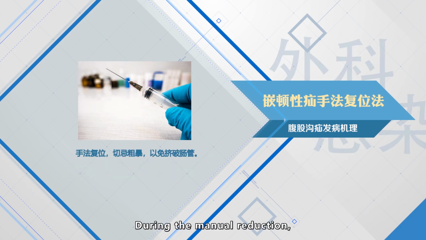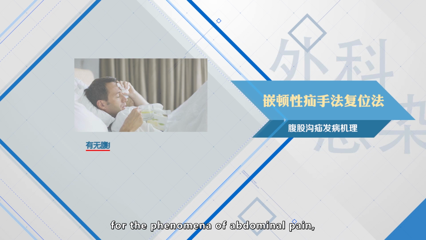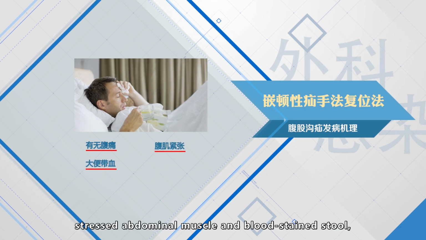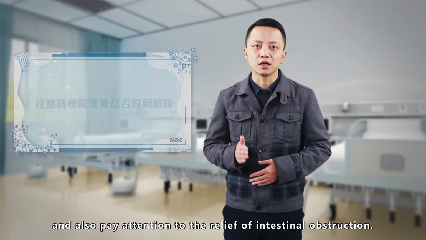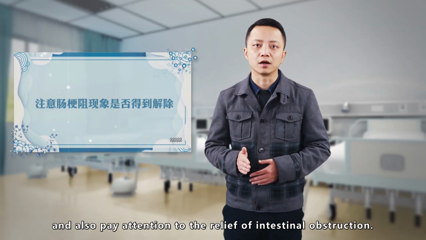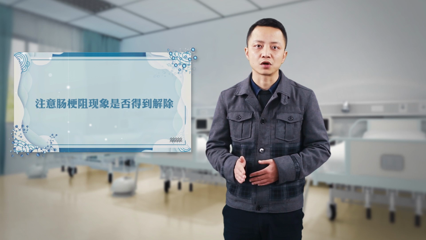During the manual reduction, brutal movements should be absolutely avoided to prevent the intestinal canal from being damaged. After the reduction, closely observe the patient for 24 hours for the phenomena of abdominal pain, strengthened abdominal muscle and blood stasis, and also pay attention to the relief of intestinal obstruction.